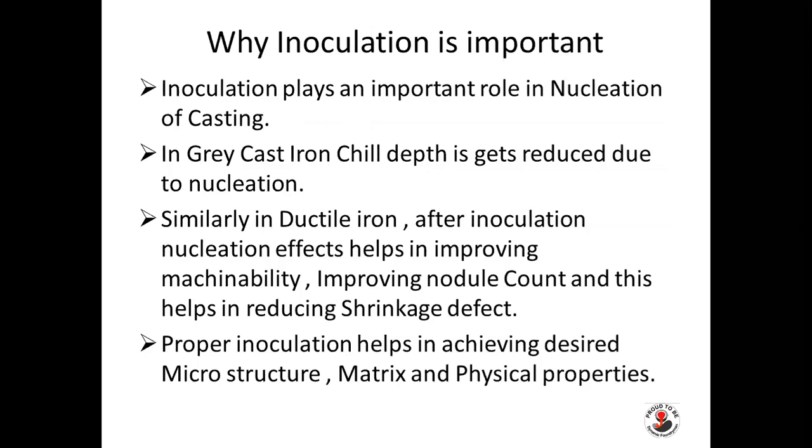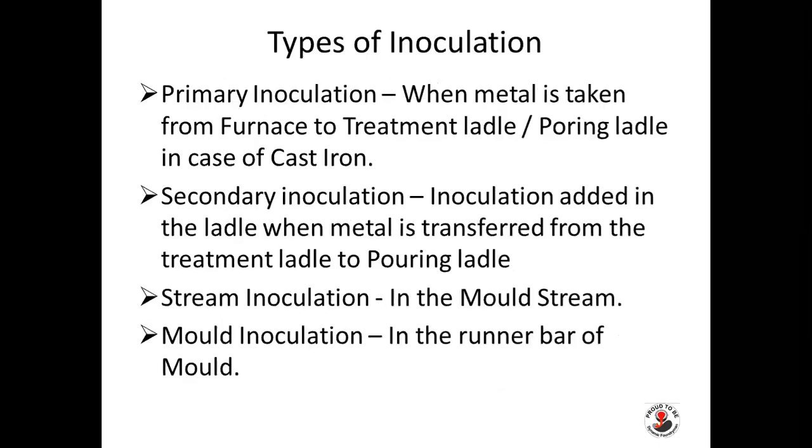In gray cast iron, chill depth is reduced due to nucleation. Similarly, in ductile iron, after inoculation, nucleation effects help in improving machinability, improving nodal count, and this helps in reducing shrinkage defects. Proper inoculation helps in achieving desired microstructure, matrix, and physical properties.